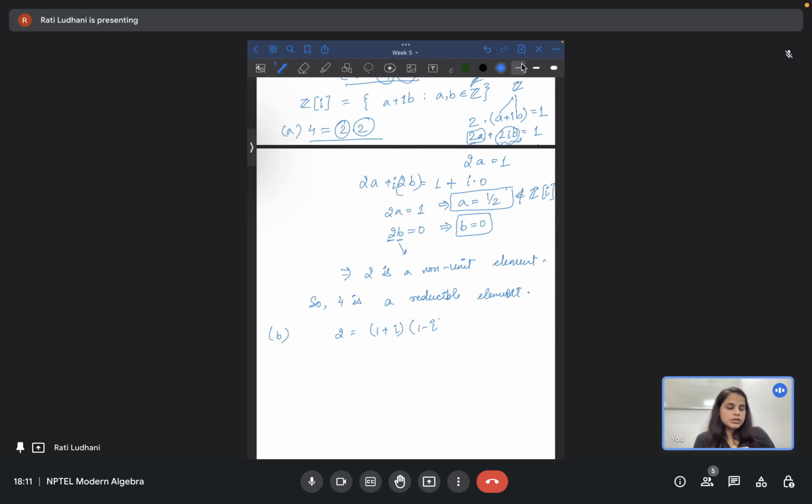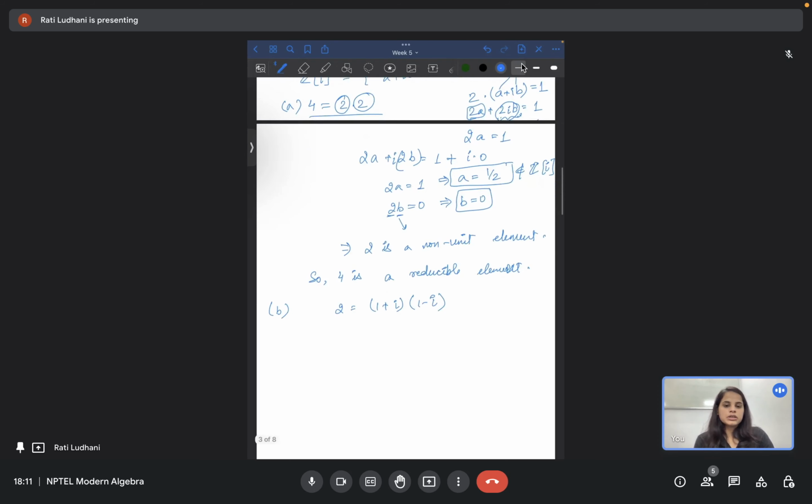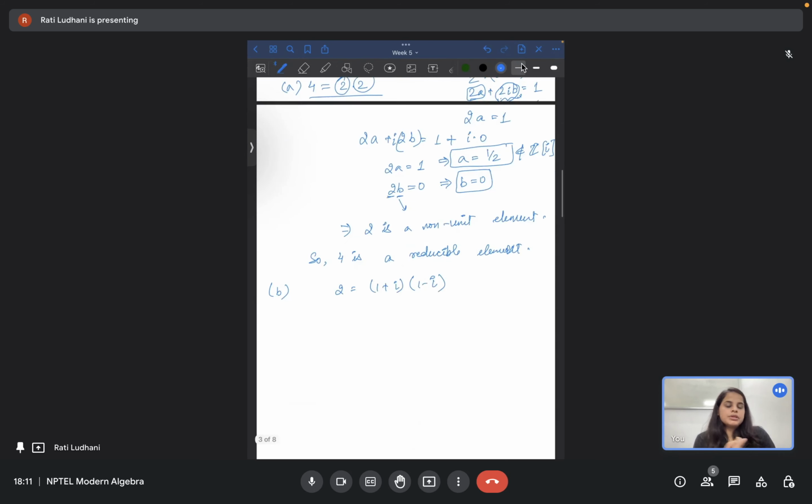So if you don't know this, you can always try it out. Maybe it is not coming to your mind; 2 is still a small number. If you have some bigger number and you want to see this, then you might get stuck. So you can always try like this: a plus ib. So what is this? 1 plus iota into 1 minus iota, so this is 2, right? So this is exactly 2. But if you cannot figure it out by just seeing it, you can always try with this.